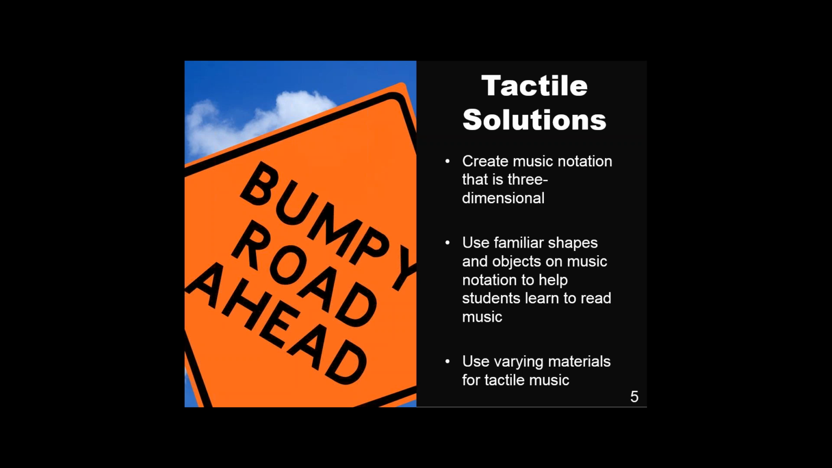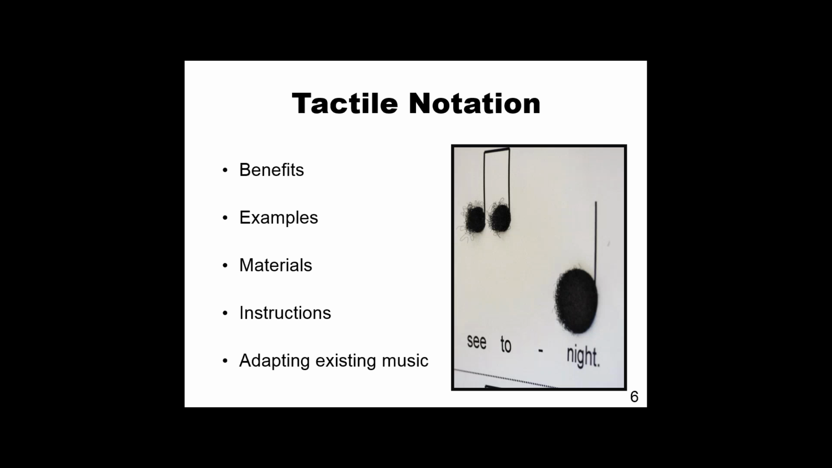So we're going to go on now to tactile notation. And here's an image of an example of something I've used. And it's just on a regular piece of paper, but we have these little Velcro stickers that are sticking out and the students can feel them. And I use the fuzzy side, but you can use the scratchy side, whatever works best. But we're going to go over the benefits of tactile notation, and I'll show you a bunch of different examples that I used in different classrooms with different students.